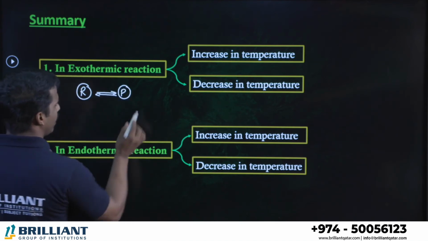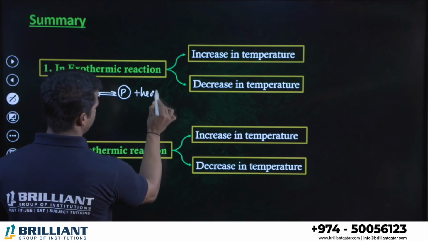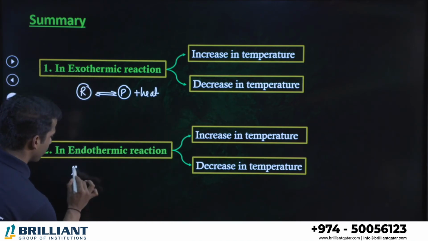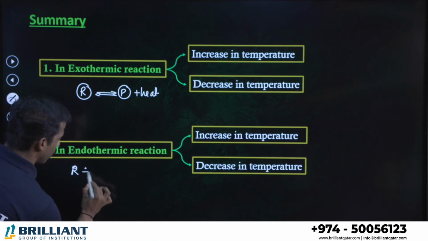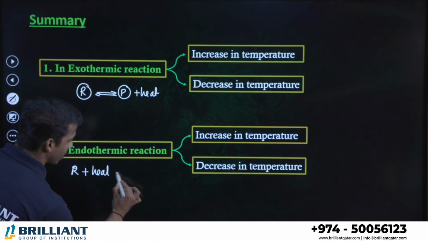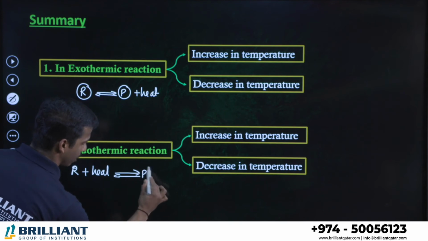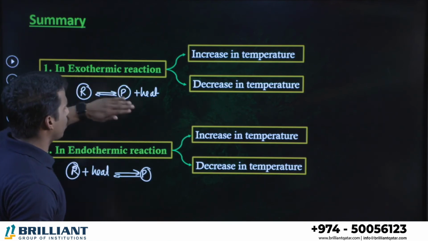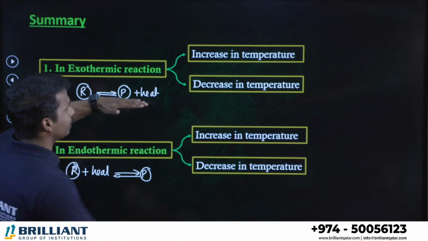Where is heat already greater? Product side. Alright, so this is exothermic. What about endothermic? This is the reactant, and heat is on the reactant side. It's giving you product. Clear all? Okay. Now, in an exothermic reaction, heat is already higher on the product side.